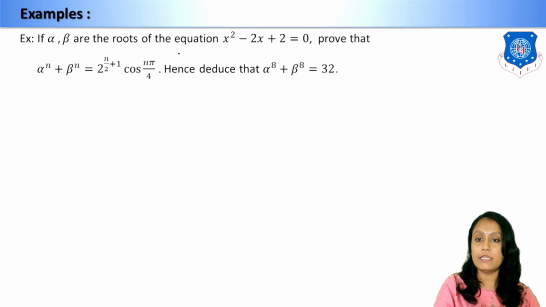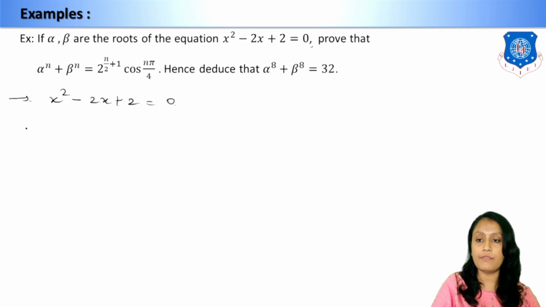Now let's discuss one more example. If alpha and beta are the roots of the equation x square minus 2x plus 2 equal to 0, we have to prove that alpha raised to n plus beta raised to n is equal to 2 raised to n by 2 plus 1 cos n pi by 4, and from that we have to deduce that alpha raised to 8 plus beta raised to 8 is equal to 32.